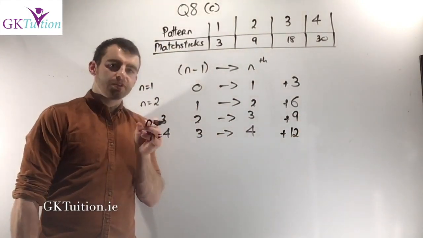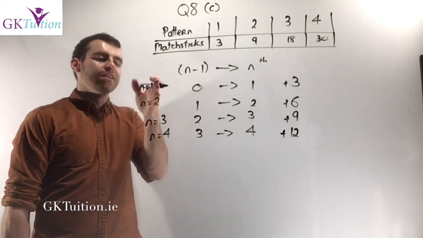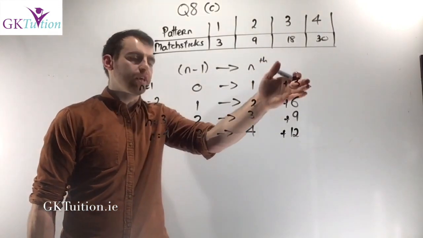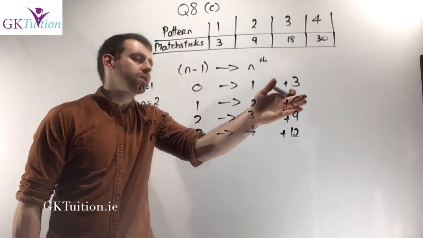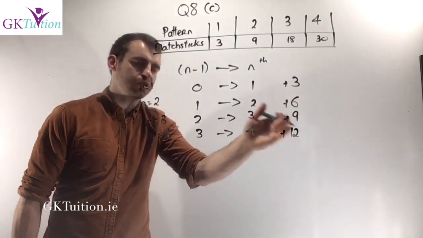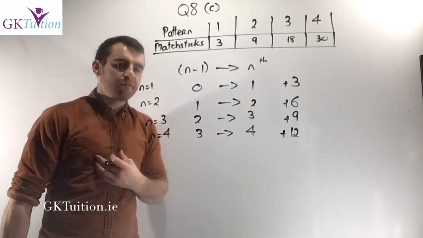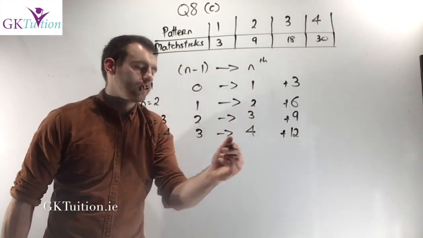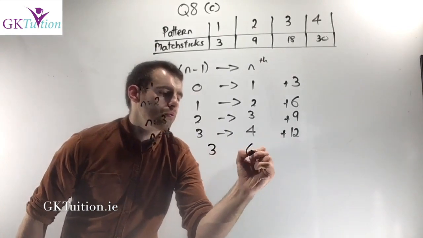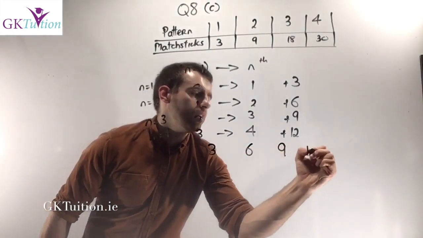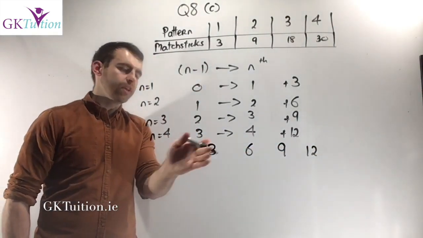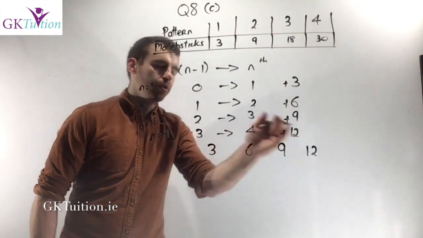So the first number in this series, when n equals 1, is 3. The second one, when n equals 2, is 6. The third one is 9. The fourth one is 12. So that was a really complicated and long-winded way of asking you to come up with a general formula for this sequence. The sequence is simply 3, 6, 9, 12. The first one is 3, the second one is 6, the third one is 9, the fourth one is 12.